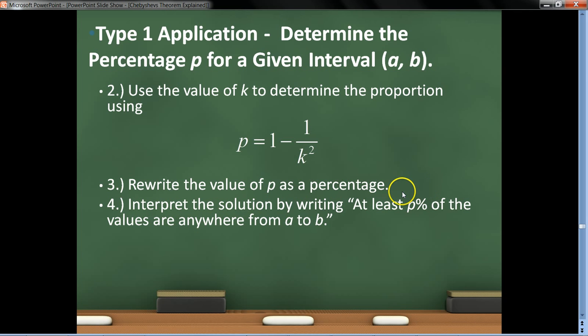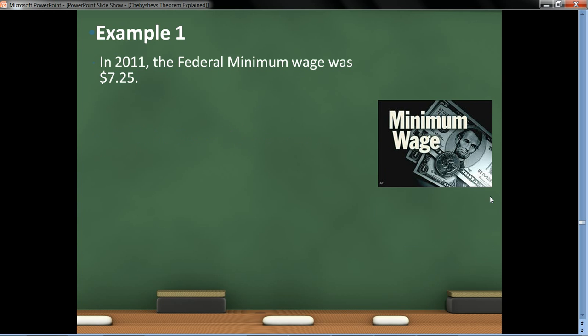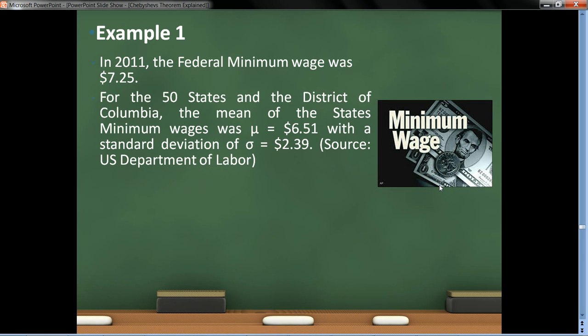So, having said that, let's go ahead and launch into an example. That's how we learn best. In 2011, the federal minimum wage was $7.25. For the 50 states and the District of Columbia, the mean of the states' minimum wages is $6.51. The standard deviation is $2.39. All right.